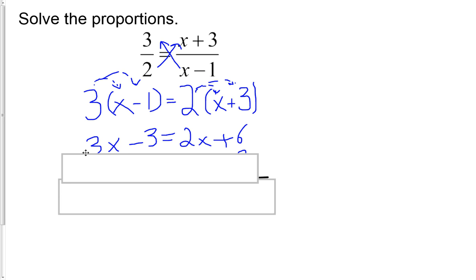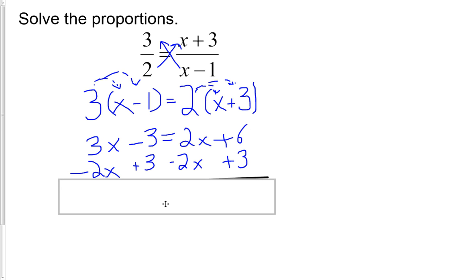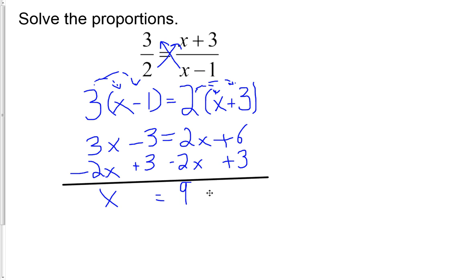Moving the 2x because 2 is less than 3, so subtract 2x from each side, and that means we have to move this minus 3 with addition, plus 3, to both sides, and we get 3 plus 6 is 9, 3x minus 2x is x, and x equals 9.